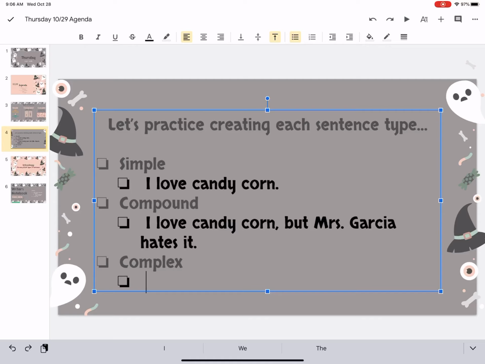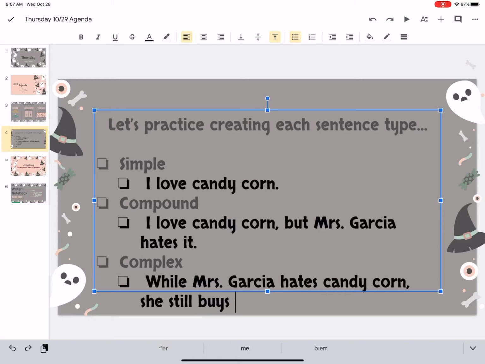Sorry, guys. Okay, now let's turn it into a complex sentence. Let's see, how do I want to turn this into a complex sentence? It's okay to sit and think for a minute. So, while Mrs. Garcia hates candy corn, comma, she still buys it for Mrs. Garza.